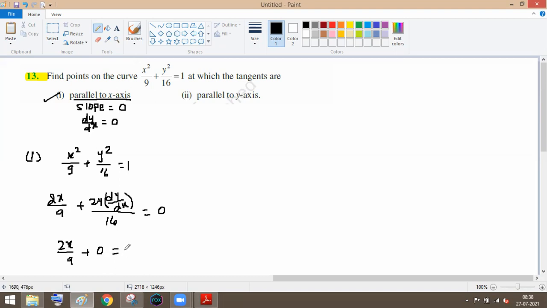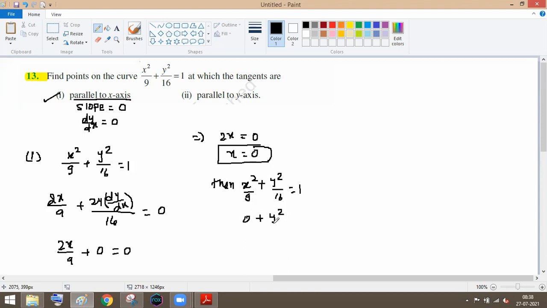This whole part equals 0. That implies 2x equals 0, and that means x equals 0. When you put x equal to 0, what is y? We know that x square by 9 plus y square by 16 equals 1. When you put x equal to 0, we get 0 plus y square by 16 equal to 1. So y square equals 16. That implies y equals plus minus 4.